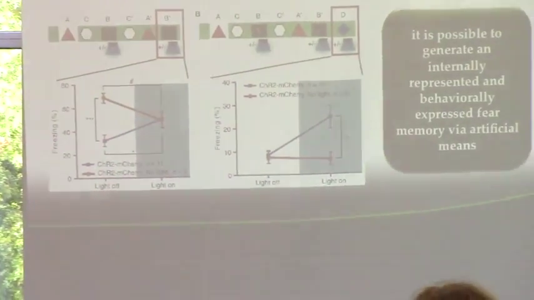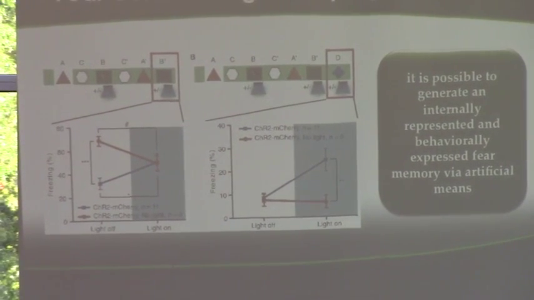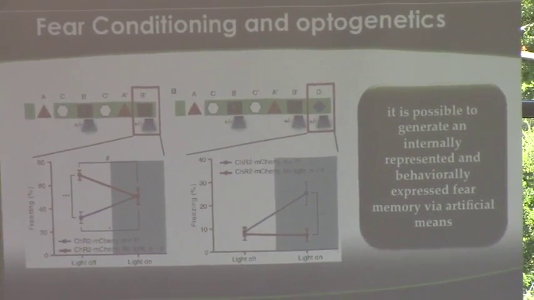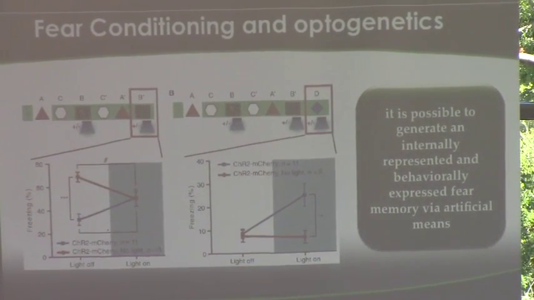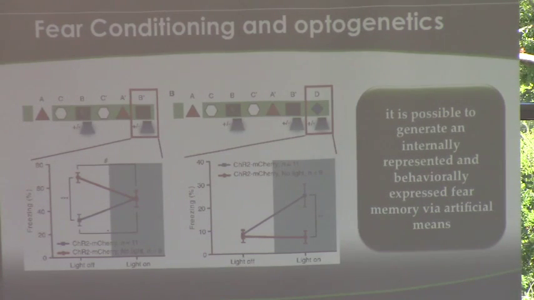After, we just want to say the same things. Finally, it's possible to generate an internally represented and behaviorally expressed fear memory via artificial means. In fact, the mice don't remember the B box because we locked the spatial memory, and we just introduced in memory just the shock, the event of the procedure.